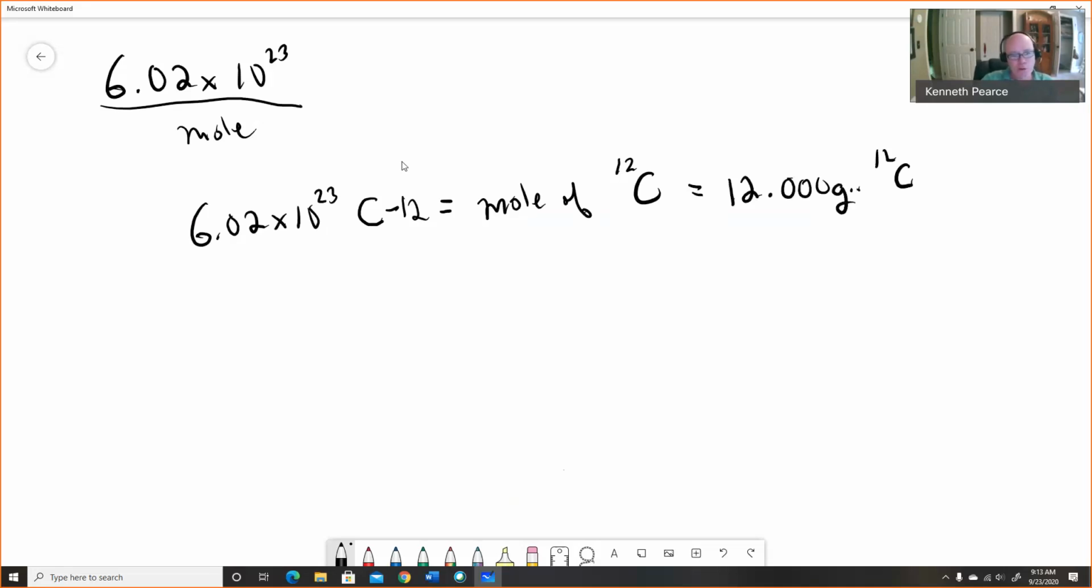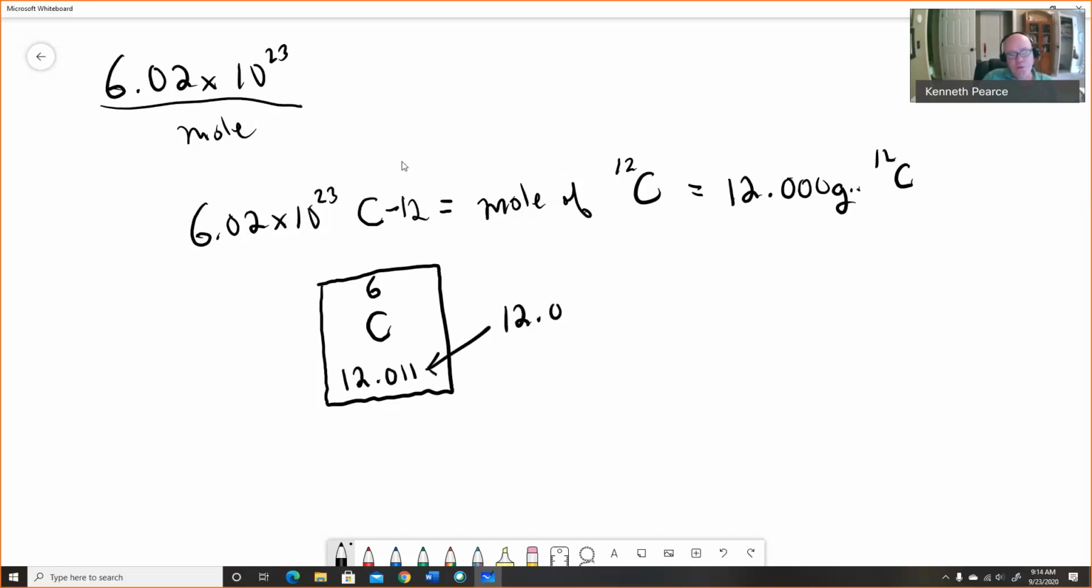If you look on the periodic table, you will see that carbon looks like this. It's got a 6 above it, which means it has 6 protons. But if you look down below, it says 12.011. Well, because of the way we define that, that now means 12.011 grams carbon for every mole carbon.